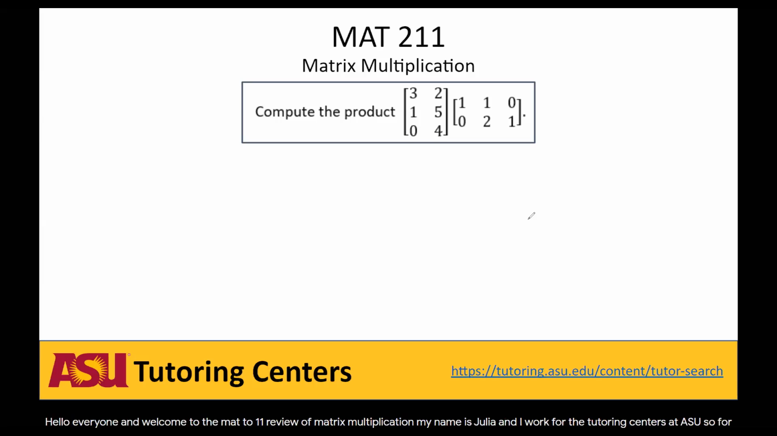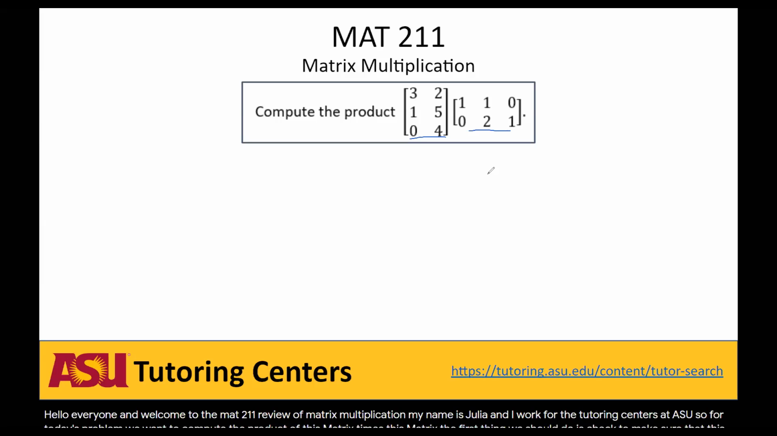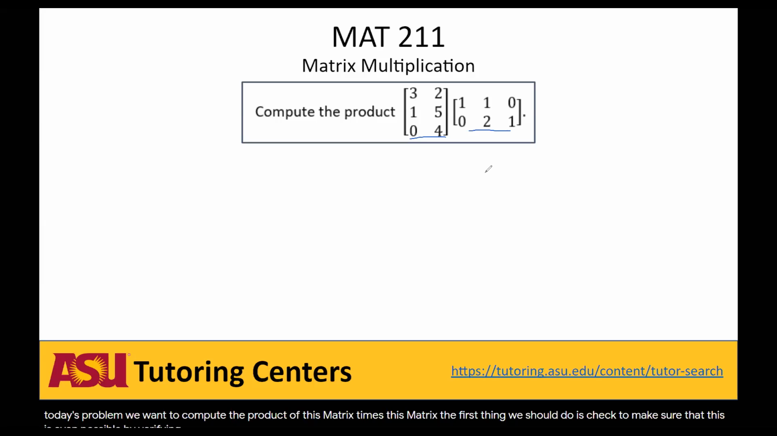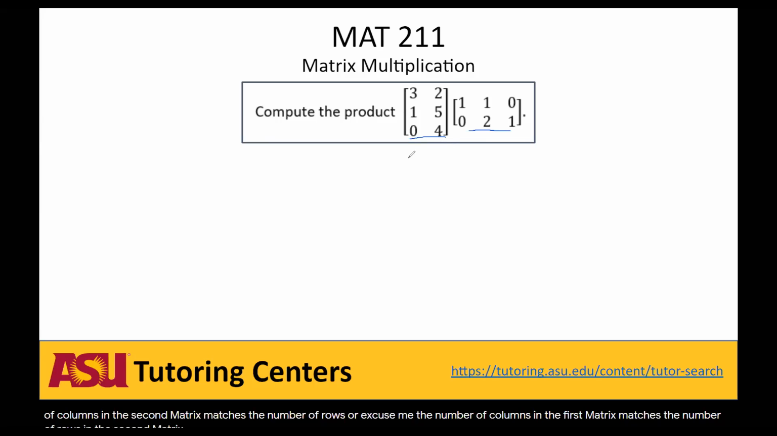So for today's problem, we want to compute the product of this matrix times this matrix. The first thing we should do is check to make sure that this is even possible by verifying that the inner dimensions of these two matrices match. And what I mean by inner dimensions is that the number of columns in the first matrix matches the number of rows in the second matrix. So let's write this really quick.